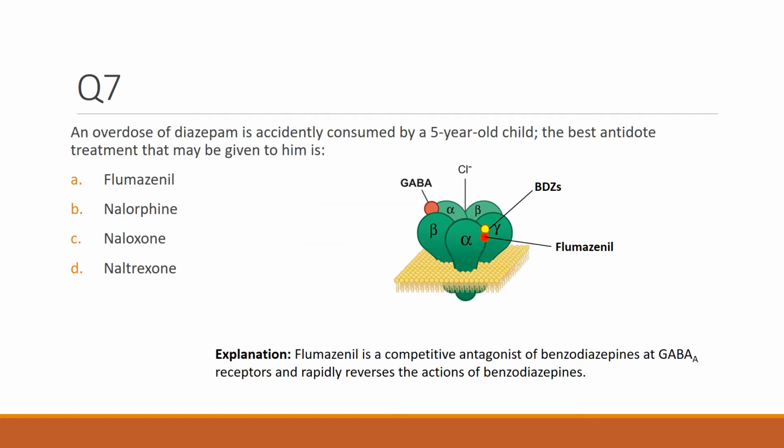The next question is, an overdose of diazepam is accidentally consumed by a 5-year-old child. The best antidote treatment that may be given to him is A. Flumazenil, B. Nalorphine, C. Naloxone, or D. Naltrexone. The correct choice is flumazenil, because flumazenil is a competitive antagonist of benzodiazepines at GABA A receptors and rapidly reverses the action of benzodiazepines.